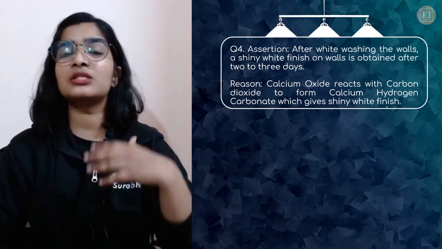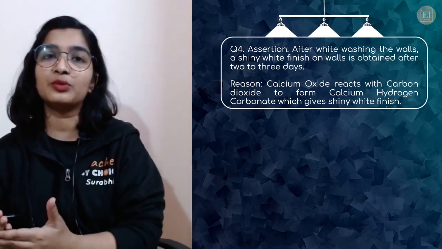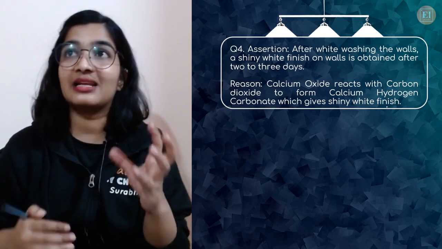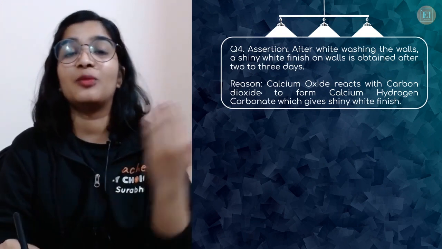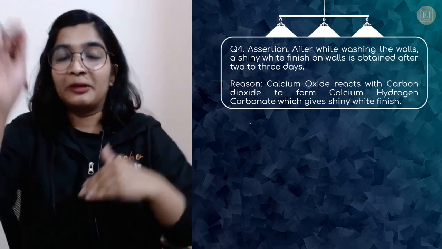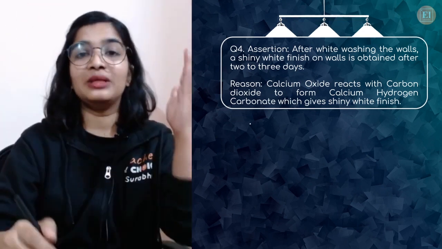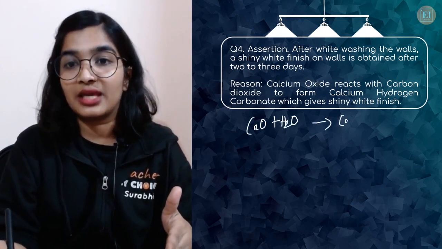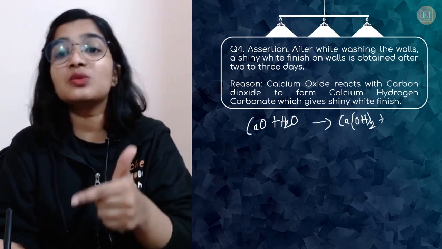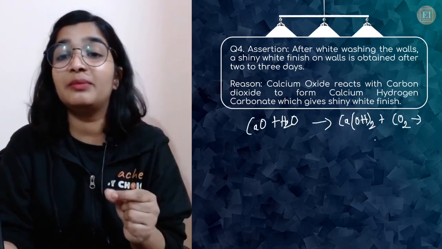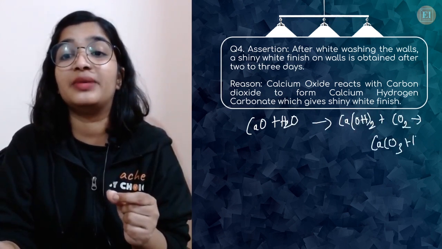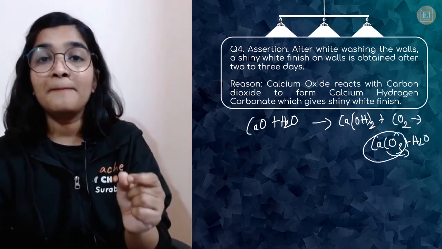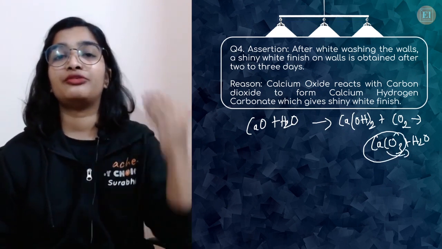After whitewashing the walls, the shiny finish will appear only after a few days because there will be a reaction between Ca(OH)2, the slaked lime, and carbon dioxide. It's not calcium oxide, because you are not just putting the CaO, right? You will be mixing it with water, CaO plus H2O, you will get Ca(OH)2. This will react with carbon dioxide and there will be a formation of CaCO3 plus water. This calcium carbonate is the compound which gives that shiny finish.